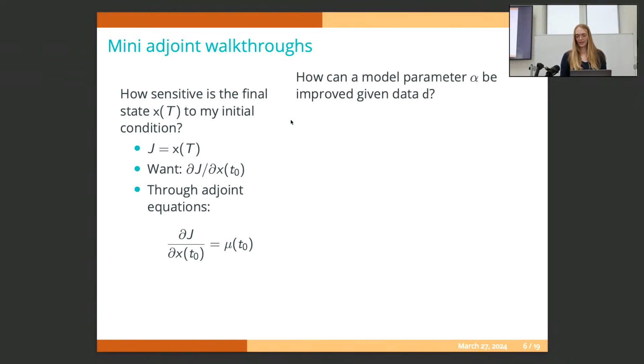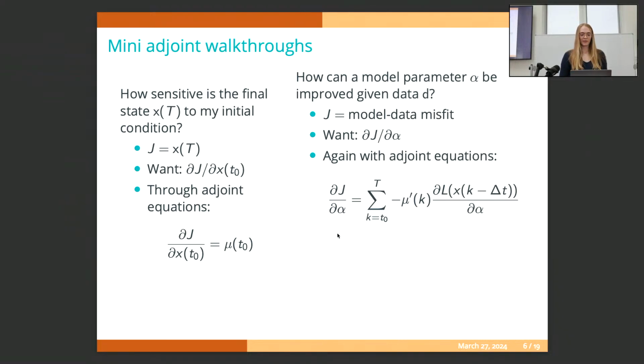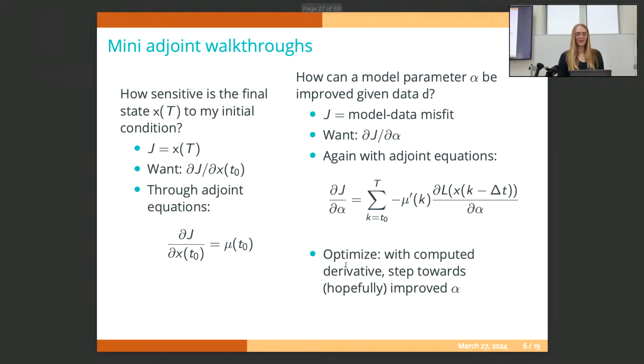Another way that we can use adjoint methods is, let's say I have some uncertain model parameter, but I have high resolution data that could theoretically inform me how I can better improve this parameter. In this case, your loss function would be something like a model data misfit, and our goal is to compute the derivative of this with respect to the parameter alpha. And again, with the adjoint equations, this ends up being a sum over all of my adjoint variables, specifically the sum of mu times the derivative of L with respect to my parameter. And Enzyme, again, can do this for me. So I don't need to keep track of this sum. I don't need to do any work. Enzyme can find this derivative on its own. And then in order to improve the parameter, we would need to optimize. So we take this derivative and step towards a hopefully improved alpha.